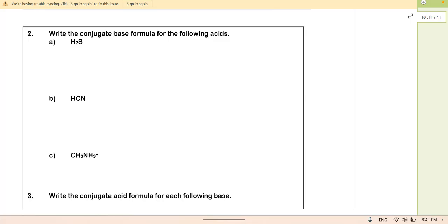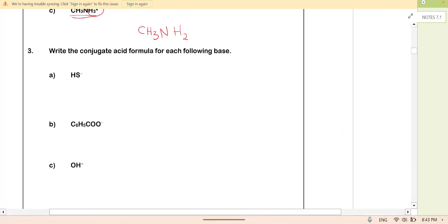Next example, write the conjugate base formula from the following acids. Again, we need to remember the definition of acid from Bronsted-Lowry. An acid is anything that can donate H+. It can donate H+, so the product will be SH-. HCN can donate H+, so the conjugate base is CN-. This one can donate H+ here, so the remaining conjugate base is this one.